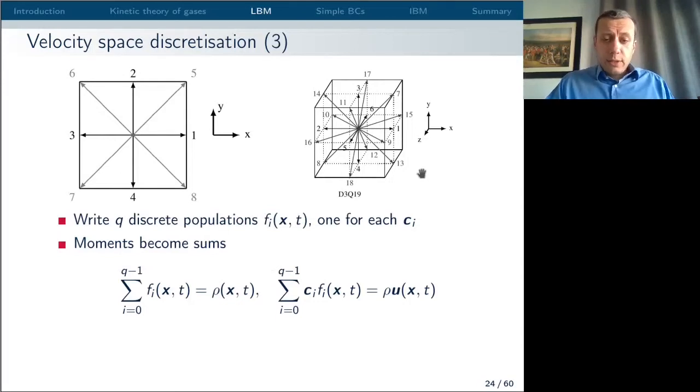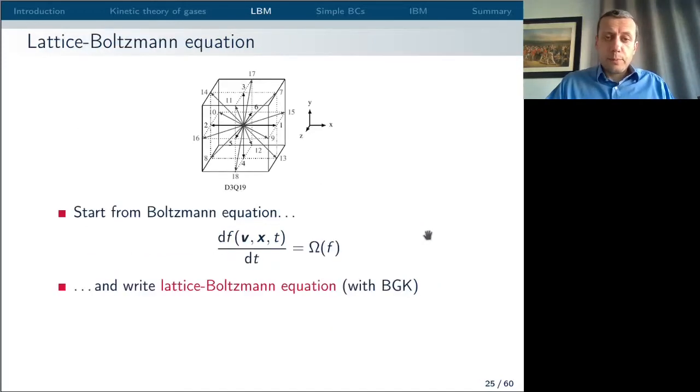Once you have done that, you write down the populations discretely, which means you number them now. Q is the number of possible directions you allow, 9 in 2D or 19 in 3D, and your index i here just runs from 0 to Q minus 1 or from 1 to Q, depending on what you prefer. And now we replace an integral just by a finite sum. If you sum over all your discrete populations, you get the density, and if you multiply each population by its velocity vector, that is the first moment, you get the momentum of the fluid.